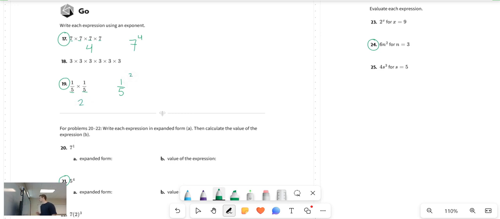So it's 1/5 squared. Now, something tricky here is that order of operations says we do the exponent first. Since a fraction could be thought of as division, we're going to want to put parentheses here to make sure that we are talking about 1/5 squared instead of 1 squared divided by 5. So whenever we have fractions with exponents, it's good to put the fraction in parentheses.